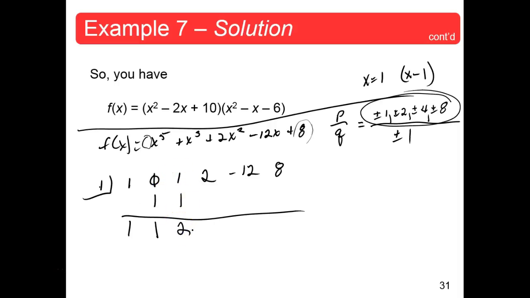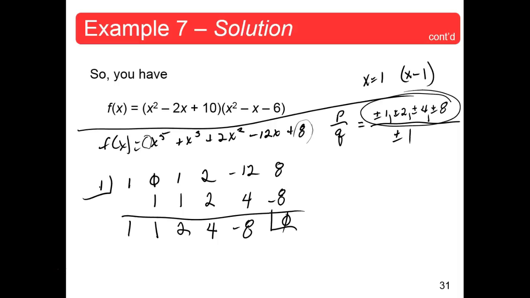Didn't know you'd be doing such high-level math today, did you? Okay, 1 plus 1 is 2. Next. 1 times 2 is 2. Next. 2 and 2 is 4. Next. 1 times 4 is 4. Next. Negative 8. Next. Negative 8. Next. 0. That means we do have a factor. We knew it. We had already plugged it in. We knew it's a factor.